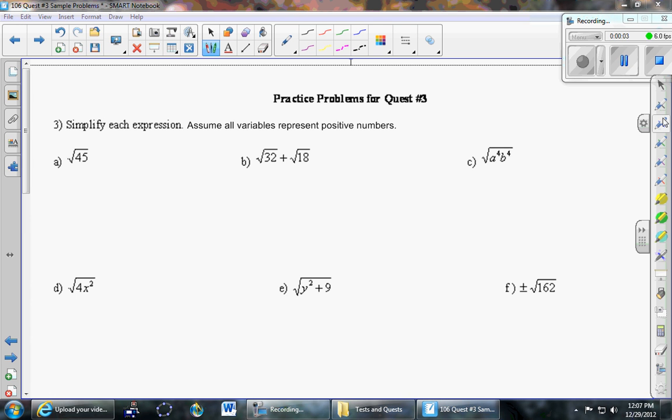This is problem number 3 on the practice problems request number 3. Simplify each expression, assume all variables represent positive numbers. Part A, square root of 45.